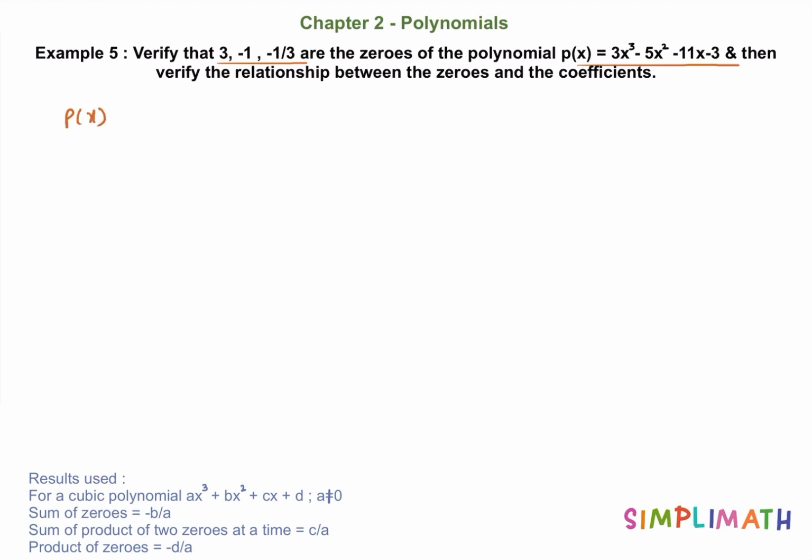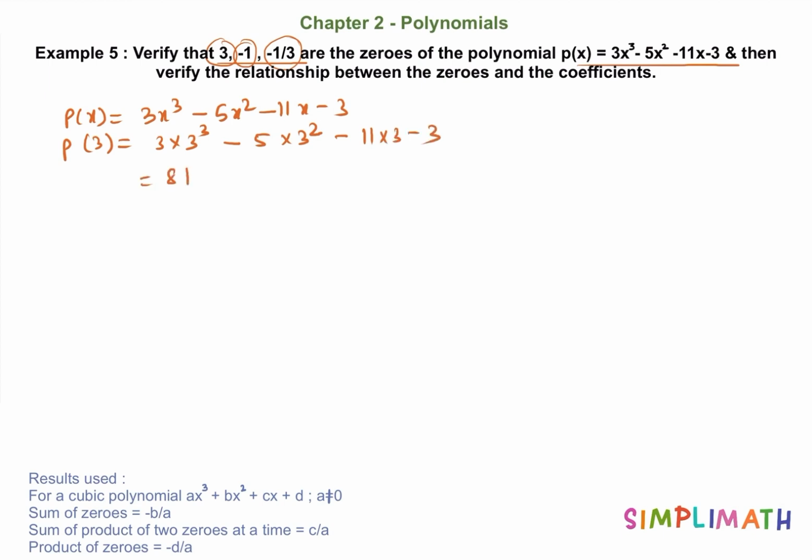Now we know that the polynomial given is 3x cubed minus 5x squared minus 11x minus 3. So how do we verify that these three numbers are the zeros? We put the value of x as 3 and we check. If we put the value of x as 3, here we get 81 minus 45 minus 33 minus 3. So I can say 81 minus 81 equals 0. So p of 3 equals 0. So 3 is a zero of the polynomial p(x).